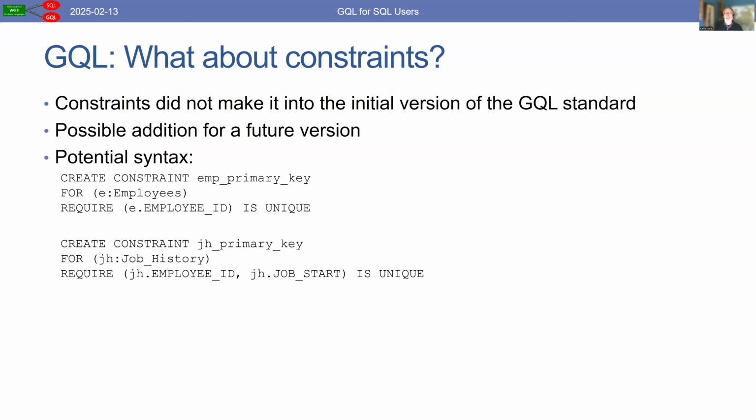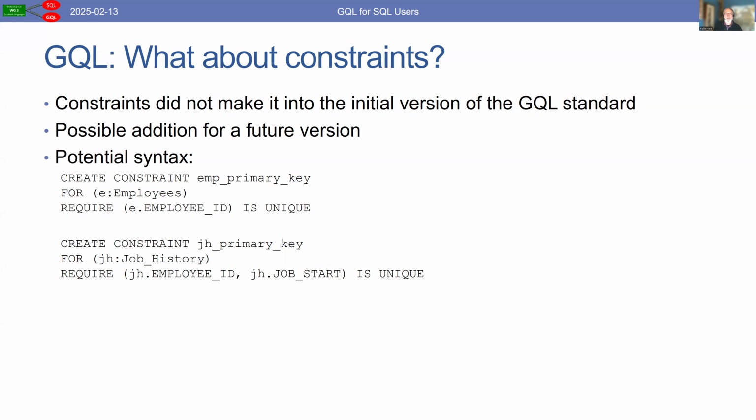What about constraints? I haven't said anything about constraints so far. In the initial version of the GQL standard, we didn't get constraints done. We talked about it, but there came a point where we had to get a standard done, and things that were incomplete got deferred. So this is a possible addition for a future version.